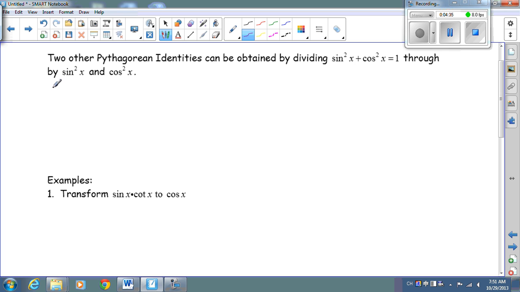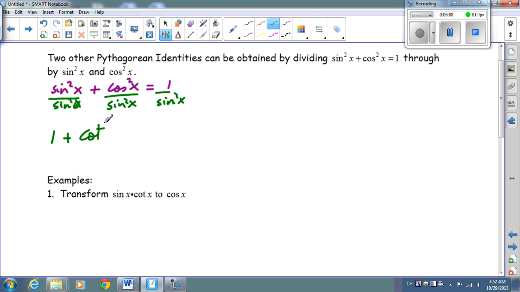Another one would be this. I start with sine squared of x plus cosine squared of x is equal to 1. Let's divide everything by sine squared of x. In other words, I'm dividing this by sine squared of x, this by sine squared of x, and this also by sine squared of x. And you should end up with 1 plus the cotangent squared of x is equal to the cosecant squared of x.